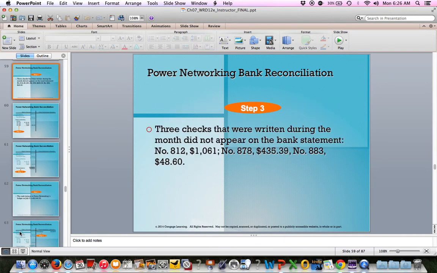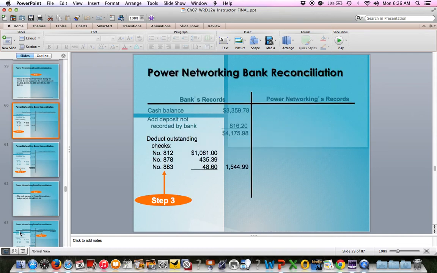Step 3 is some checks were written that did not appear in the bank statement. So checks we wrote, sent out as payment to whoever we had to pay, and they just had not been presented to the bank yet. You can see that there's 3 of those, and the grand total is $1,544.99. And so step 4 is my adjusted balance at $2,630.99.